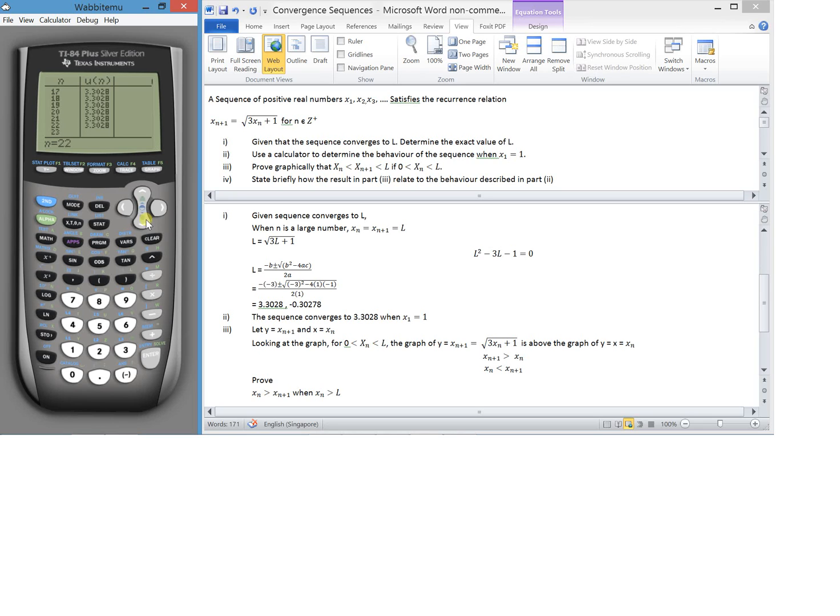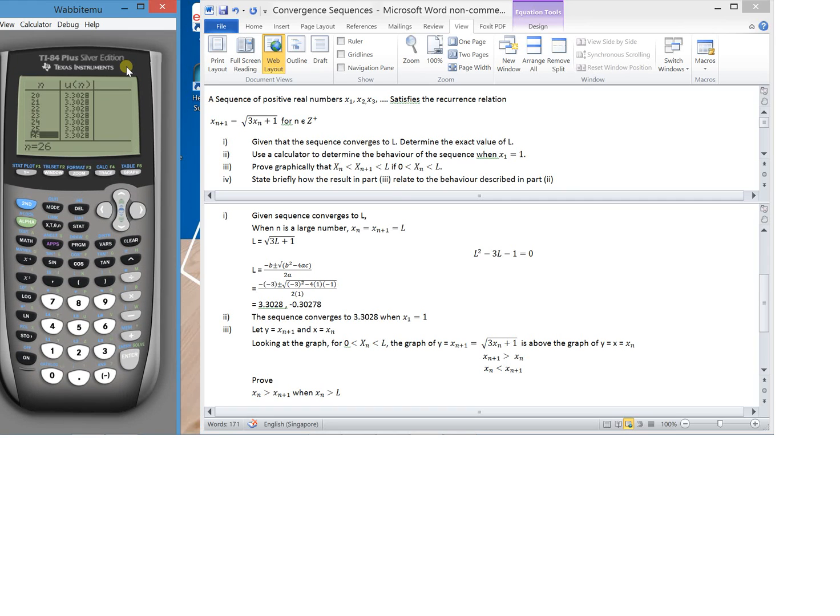So no matter what the first term in this sequence is, it happens that for this recurrence relationship, whether you start from a small number or a big number, it happens to converge to this number. But it's not always the case.